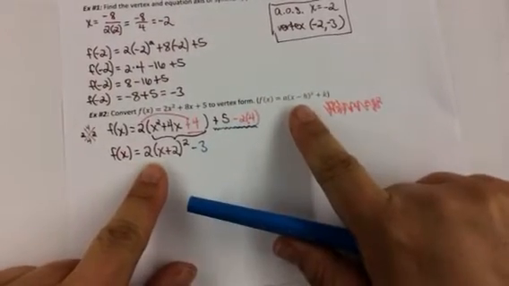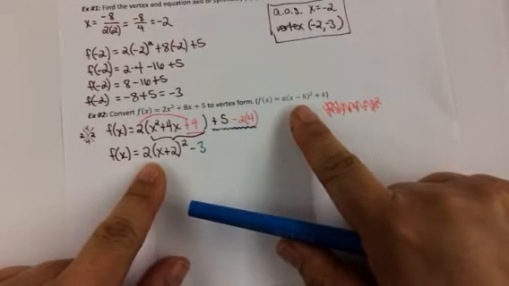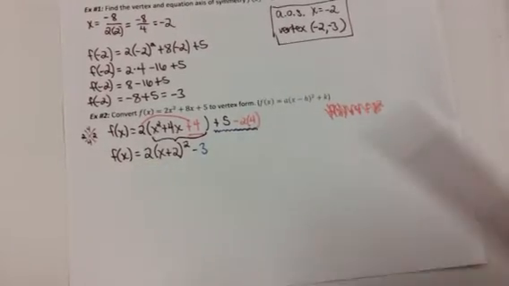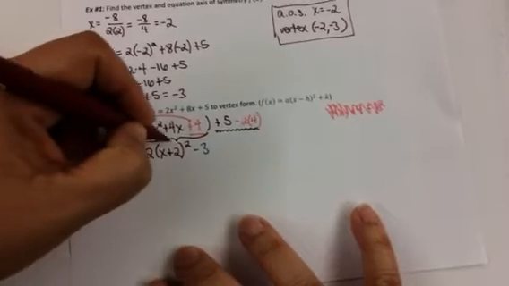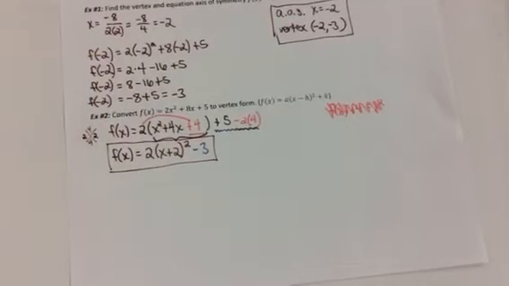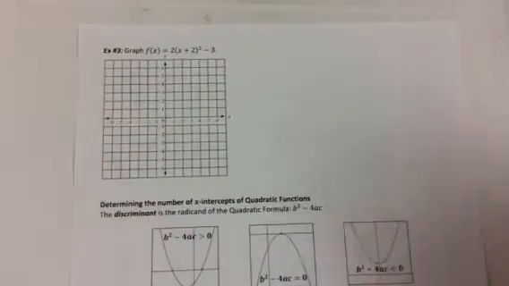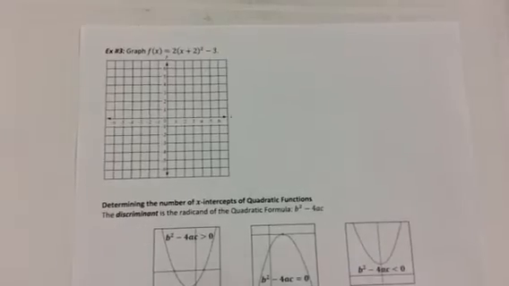Now I have it in vertex form. Doesn't that look just like that? So that's it for this problem. All they asked me to do was convert. So in the next problem, we're going to see why we care about vertex form. Okay? So in this problem, I can graph this using transformations.